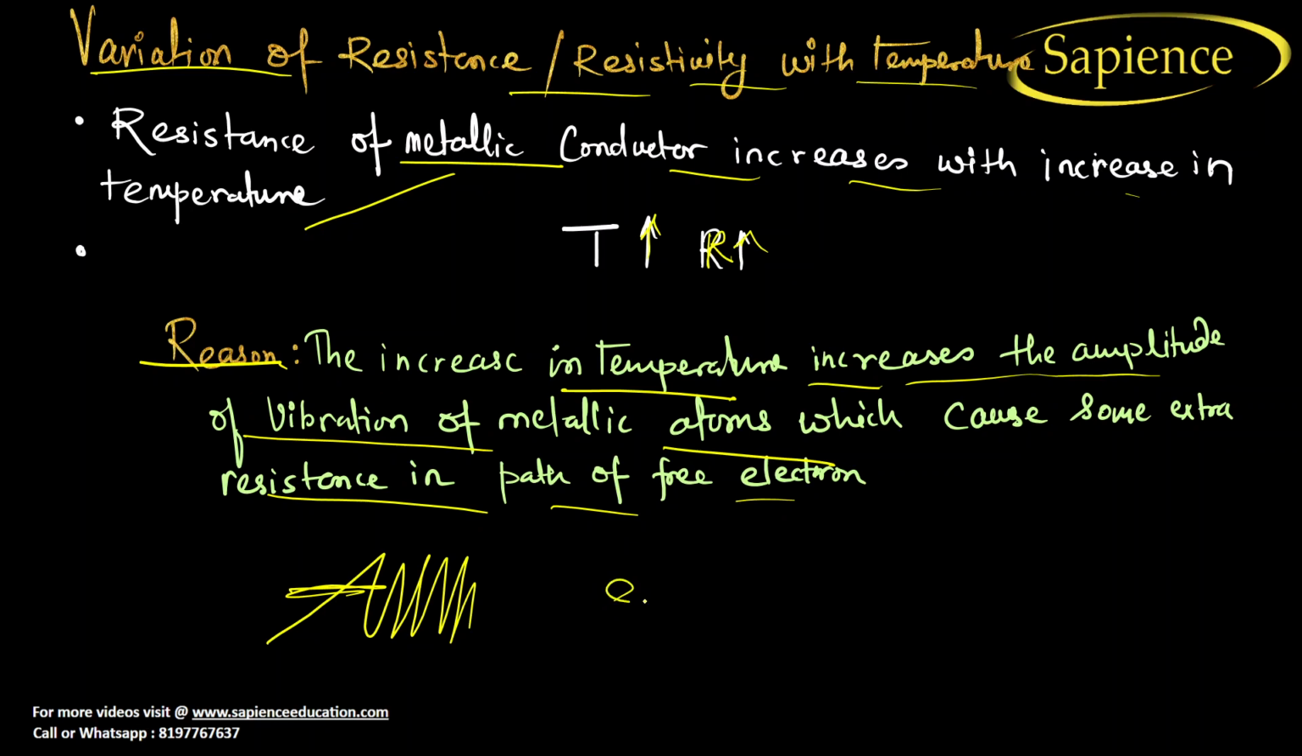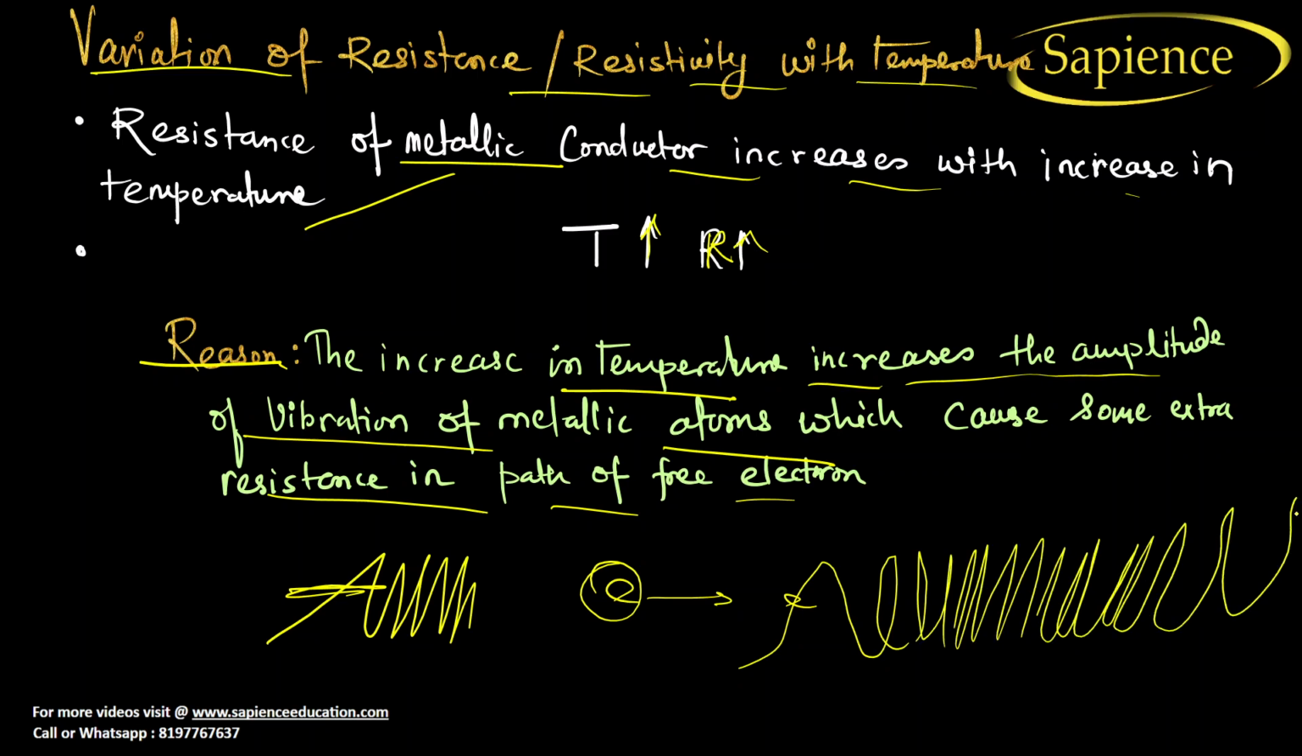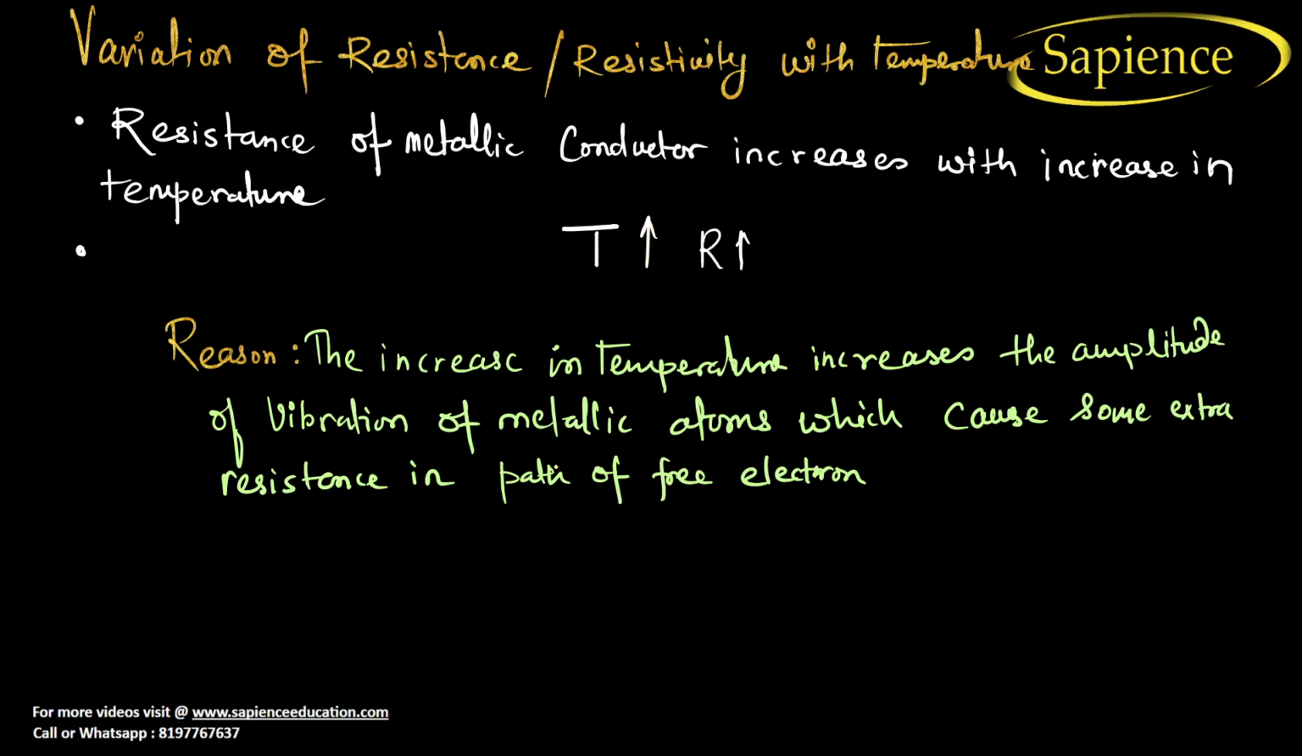See here, if electrons are going like this simply, but the atoms are vibrating like this too much with high amplitude, what will happen? The amount of collision will be more. If the amount of collision will be more, then what will happen? Its resistance will increase because the electrons are unable to go, right?